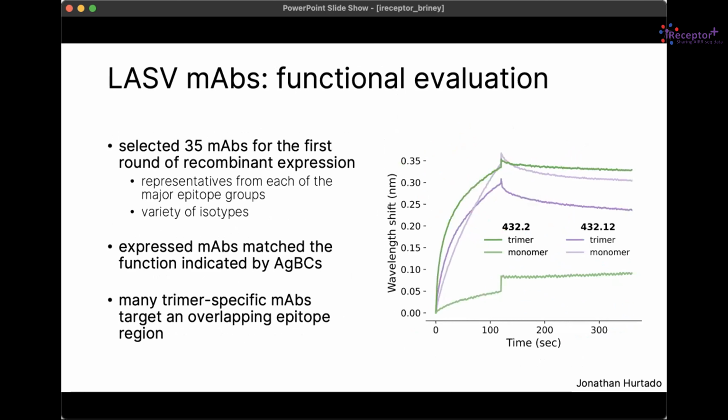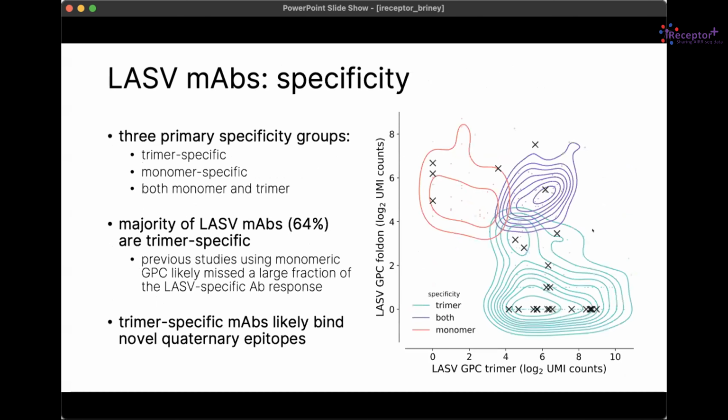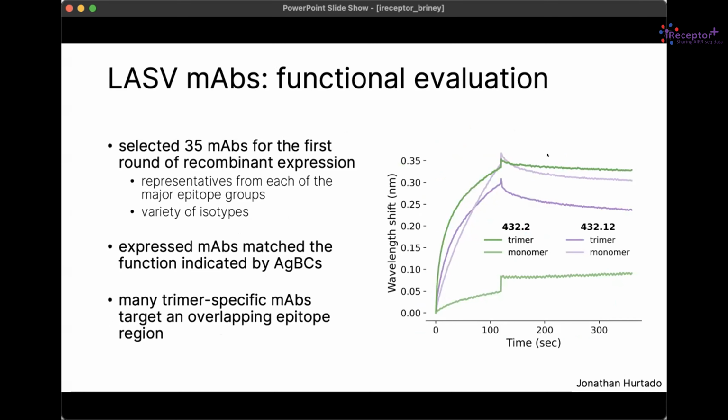So evaluating some of the expressed antibodies, this is just 2 that are shown here. We expressed a handful of them and have expressed a bunch more that's in progress. But one thing to note here is that 432.2 was thought to be trimer specific based on the antigen barcode data, and 432.12 was bispecific. So again, trimer specific is down here, and trimer and monomer is up here. And expression and BLI shows that that's exactly the case.